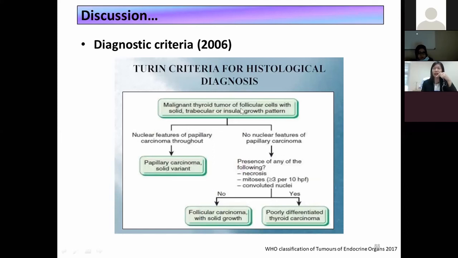If you see that, then straight away you have to call it a solid variant of PTC, because the prognosis actually differs. And if there's none, then you will have to look for these features. If there's positivity for necrosis, positivity for mitosis, and convoluted nuclei, then you have to call this poorly differentiated thyroid carcinoma. If there's none, you go back to follicular carcinoma.